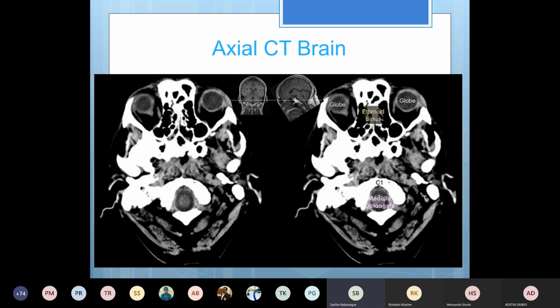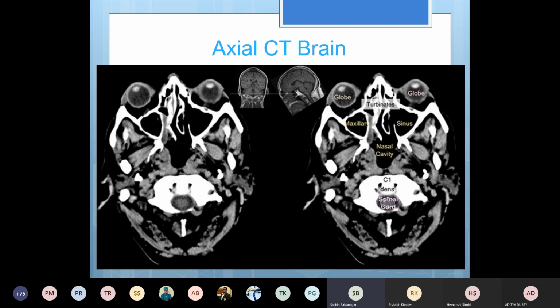And here you can see the eye, the right side globe, left side globe, and more clearly the paranasal sinuses and the bony walls of those sinuses. And here you have the skull formed by, actually it started with C1, the anterior arch of Atlas, and this is the posterior arch. So this is the essential anatomy. And then further down, spinal cord.